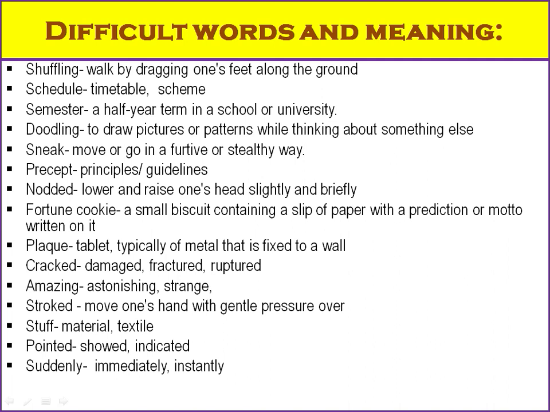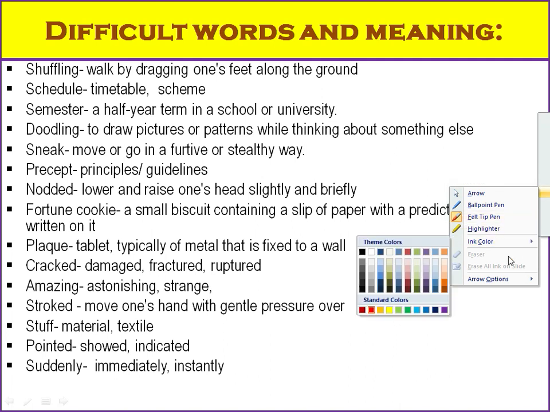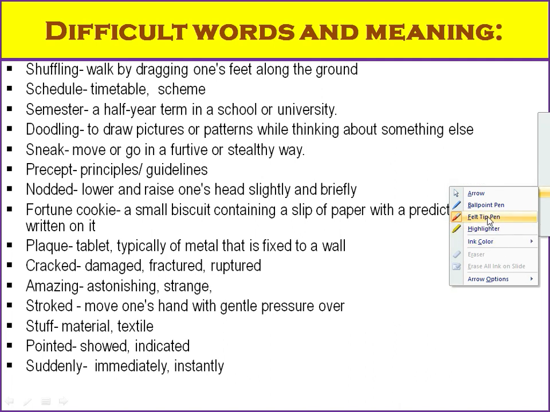Cracked भनेको damaged, fractured, ruptured. Amazing means astonishing, अचम्म, strange. Stroke, move one's hand with gentle pressure over. Stuff, material, textile. Pointed, showed, indicated. And suddenly, immediately, instantly. Now these are the difficult word meanings which we find as we read the textbooks. पढ्ने बेलामा यस्तो खालको हामी word meaningsहरु पाउँछौं.